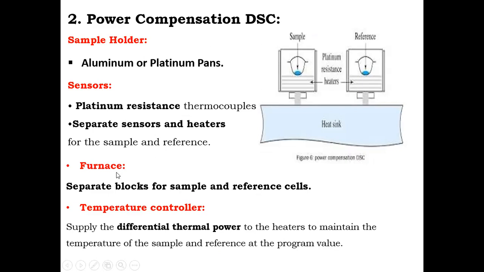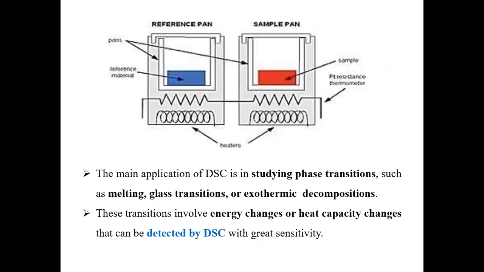And same like your first type, the furnace has a separate block for the sample and reference cell, and a temperature controller will be there. So it supplies different thermal power to the heaters to maintain the temperature of the sample as well as the reference at a programmable value. Okay, so this is how your equipment works.